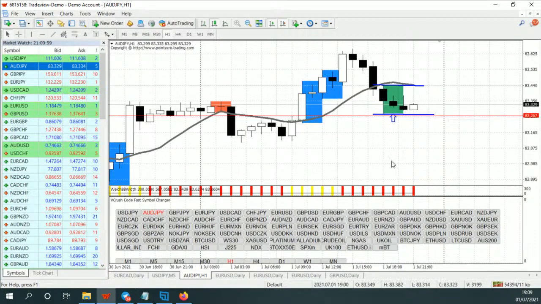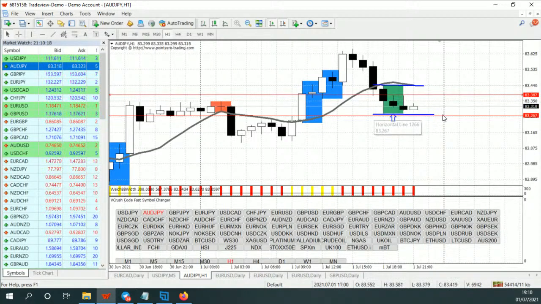So definitely you have to set your stop loss. Your stop loss will be the high of this inside bar. You can just give it a few pips. So that's your stop loss. This is your sell stop, and that's your stop loss.